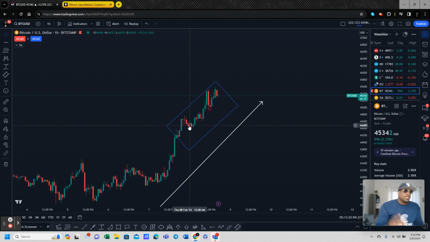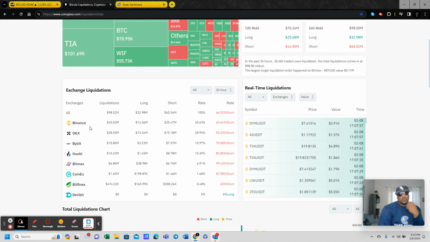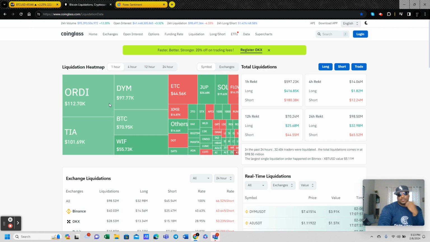All right. So you've seen some of the sites I use. You go to Forex client sentiment. Go ahead, take a look at that. And then, of course, we use Coin Glass as well. So we use the liquidation. You can look at open interest. You can look at options. That's another thing too, especially when it comes to crypto markets.